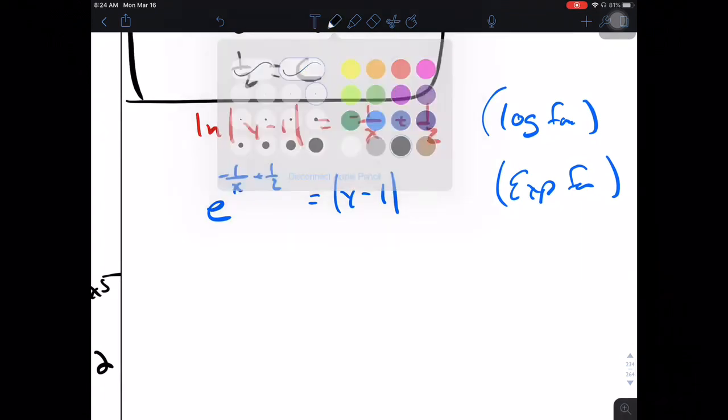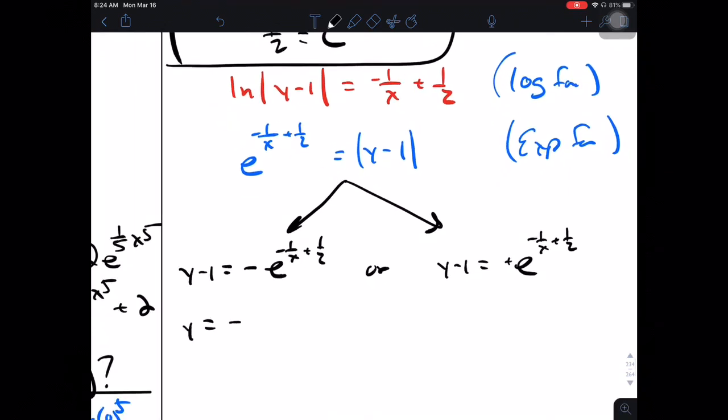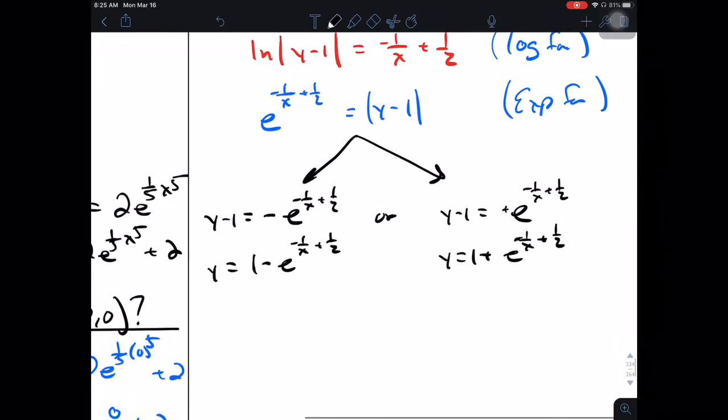Then I've got to break this apart into two different equations. We have y minus 1 equal to a negative version of this, and we have y minus 1 equal to the positive version of this. I don't need to put the plus, but it's just there for emphasis. Solving this one, we're going to get 1 minus e to the negative 1 over x plus 1/2. And over here, we're going to get 1 plus e to the negative 1 over x plus 1/2. So the question is, which one contains 2, 0?